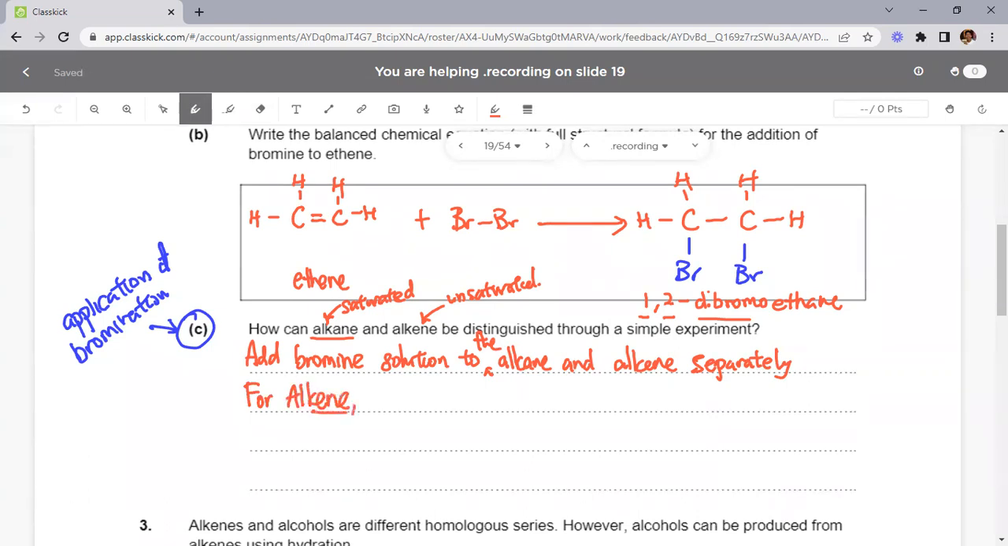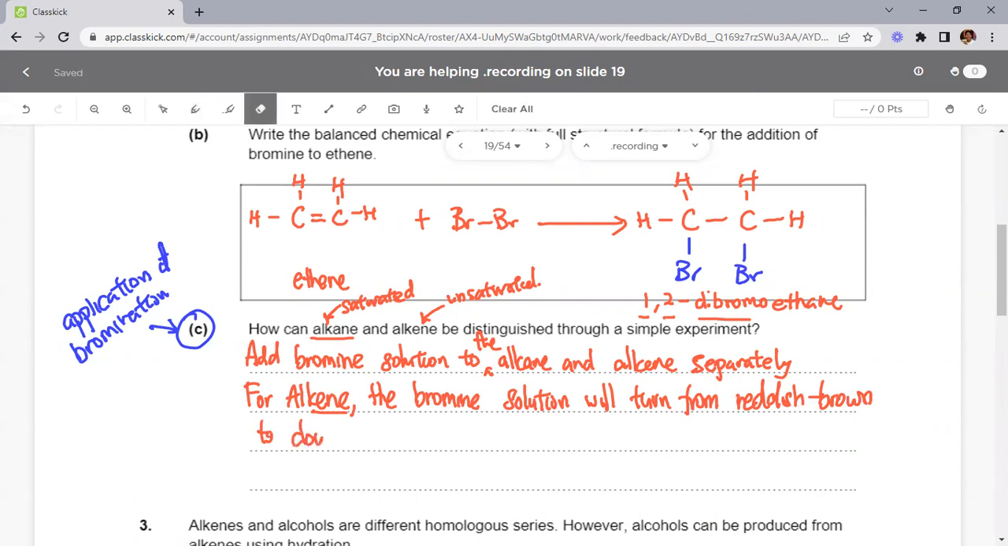For alkene, the bromine solution will turn from reddish brown to colorless. Oh, sorry, I spelled it wrongly, colorless. So alkene will actually cause the bromine solution to turn from reddish brown to colorless. So you can see an observable change.